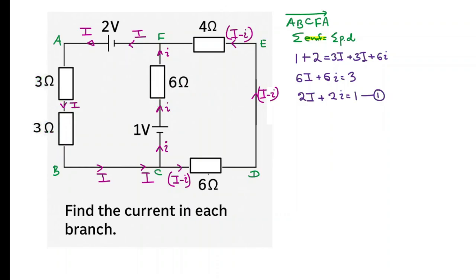Now let's write the second one. Let's take the full circuit, the big one. So starting from A, we're going to go from A, B, C, D, E, F, A. Sigma EMF is equal to sigma PD. So sigma EMF, let's do the walk. Starting from here, no power supply, nothing here, nothing there, nothing there, nothing there. Oh, there's only one. That's 2 volts. It's pushing the same way I'm walking. So that's just 2.